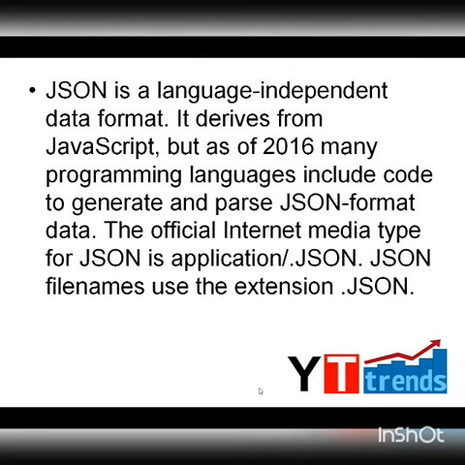JSON is a language-independent data format. It derives from JavaScript, but as of 2016 many programming languages include code to generate and parse JSON format data. The official Internet media type for JSON is application/json. JSON file names use the extension .json.